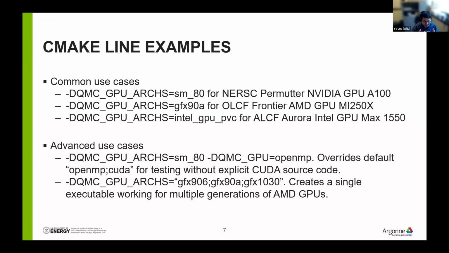The other friendly use case, which I personally find very useful because I'm doing a lot of performance studies: I may work on machines with multiple generations of GPUs, but I don't want to recompile QMCPACK three times for three machines. They are all with AMD GPUs. So the simplest way in QMCPACK to do it is to supply three entries to the GPU archs. The limitation, again, is that all the GPUs need to come from the same vendor.